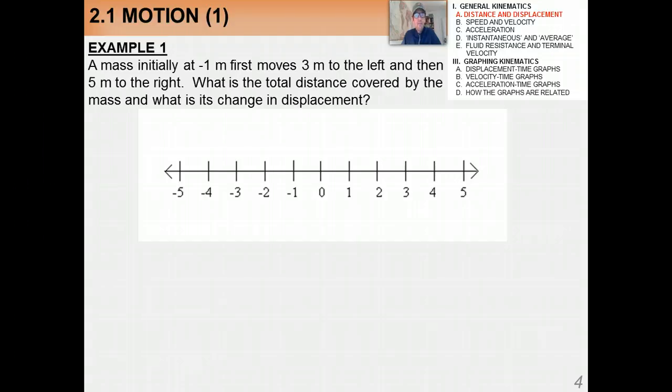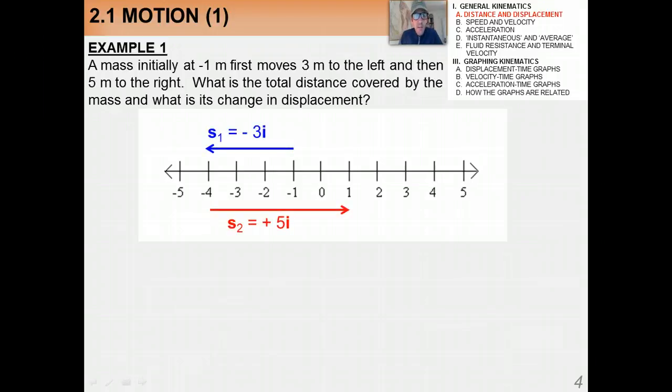All right, here's our first example. It's going to seem straightforward at first, but it can get a little bit confusing, so you have to really pay attention to my explanation of these solutions. Go ahead and pause the video and read it. Okay, so I have a mass initially at negative 1 meter, and it moves 3 meters to the left, and then 5 meters to the right. So I'm asking you two questions: what's the total distance covered by the mass, and what's the change in displacement?